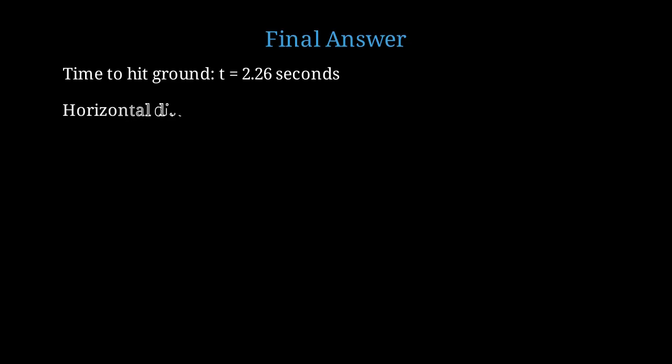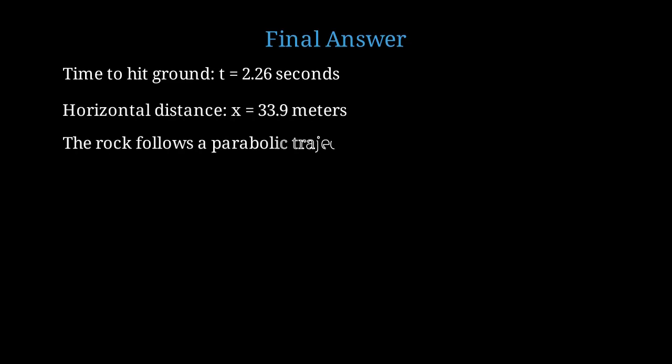Let's summarize our final answer. The rock takes 2.26 seconds to hit the ground. It lands 33.9 meters from the base of the cliff. The rock follows a parabolic trajectory due to the combination of constant horizontal motion and accelerated vertical motion.